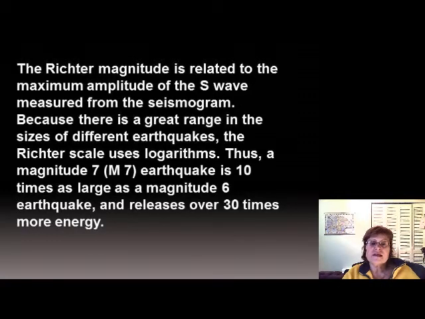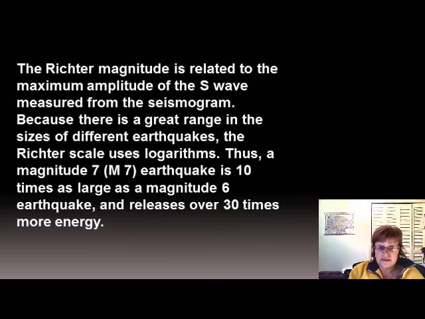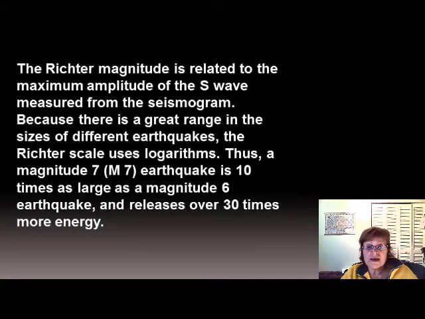You have to understand that the Richter magnitude is related to the maximum amplitude of the S waves measured on the seismogram, and it has to be taken into account how far the earthquake was measured from that seismograph. So the other thing is that it's a logarithmic scale, which means it's not a linear scale, which means a magnitude 7 earthquake is 10 times larger than a magnitude 6 and releases over 30 times more energy. So it makes a big difference between the numbers. So you have to understand that.